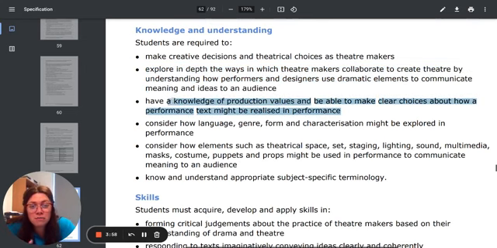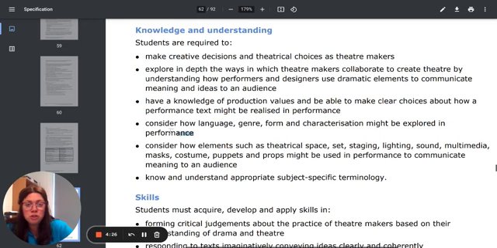Next up, production values and making clear choices about how a performance text might be realised in performance. So do you have clear ideas? Have you got a plan together of how this will look? And what is the production value of this? Is this going to be a highly technical performance? Is it going to be stripped back and a bit more subtle? What do you want to do with it?